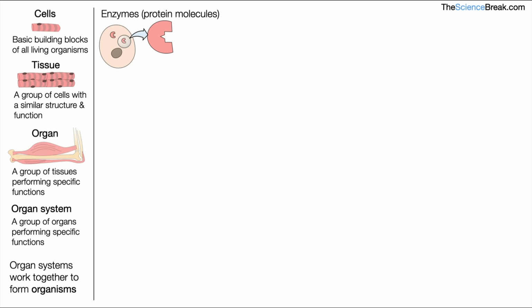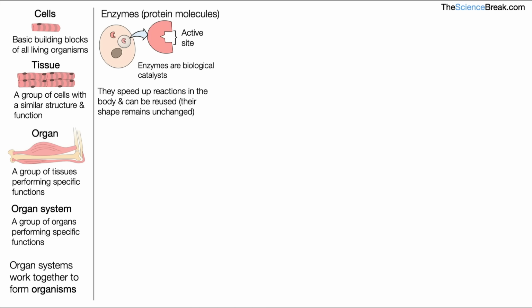And an important part of this structure is this part here. This is called the active site. Enzymes are biological catalysts. That means they speed up reactions in the body and they can be reused. Their shape remains unchanged. They depend on their shape to work, and the shape usually, if not in extreme conditions, will stay the same, which means they can be used over and over again.